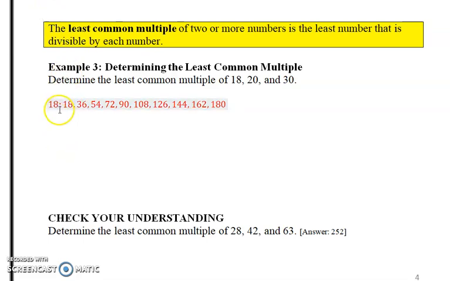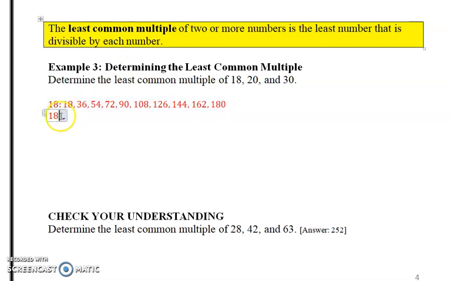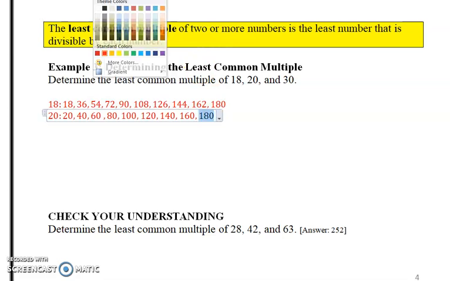And then the next number, what you want to do is the same thing, but this time we're going to use the number 20. So the first multiple is obviously 20, 40, 60, 80, 100, 120, 140, my bad, 140, 160, 180. So we have another one that's the same, our first one that's the same for both. So we're assuming that's going to be the least common multiple.